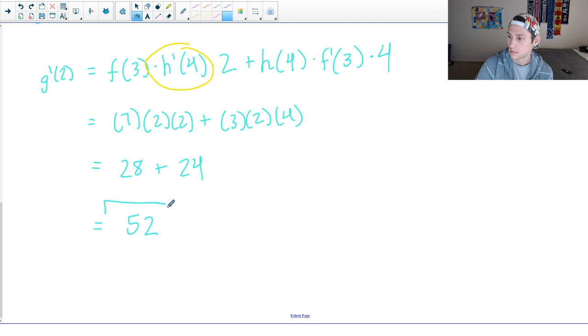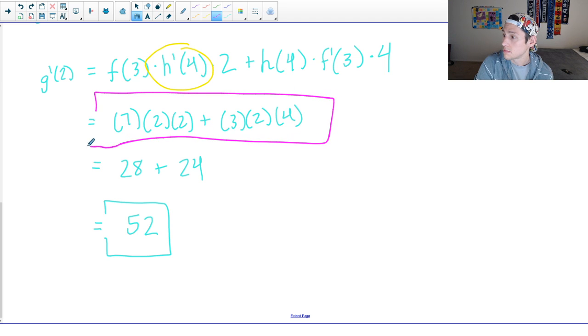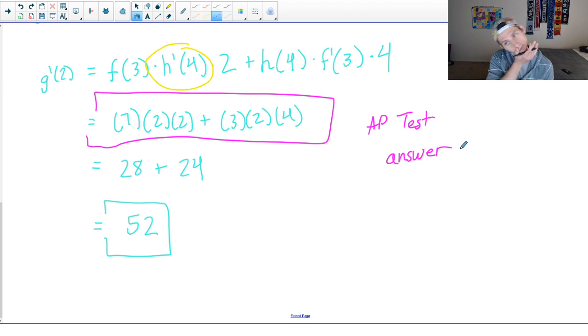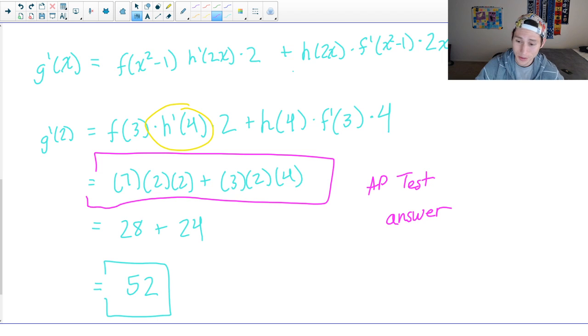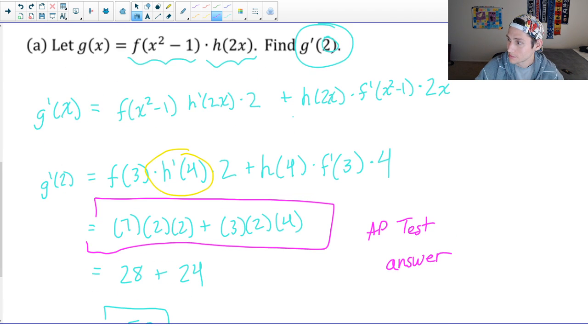So the final answer is 52, but for your AP test answer, you can just leave it right here. Don't need to simplify once you just have numbers. Okay, so there's part A. It's really just using the product rule and chain rule. Just plug in values after that.